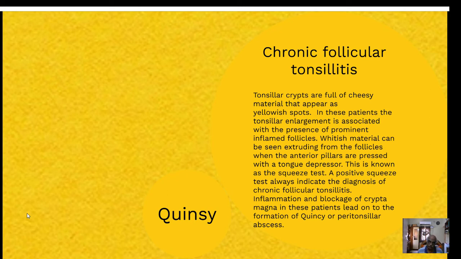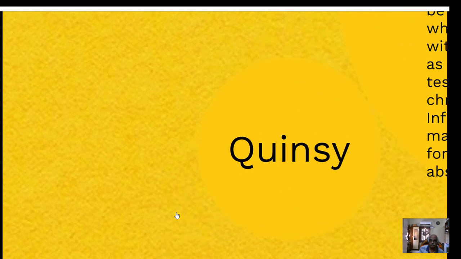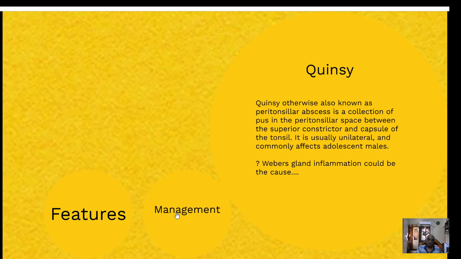Quinsy is otherwise known as peritonsillar abscess. The old theory says inflammation and blockage of crypta magna, the largest crypt of the tonsil, leads to peritonsillar abscess. It's actually a collection of pus in the peritonsillar space. The peritonsillar space is a potential space lying between the superior constrictor and the capsule of the tonsil.